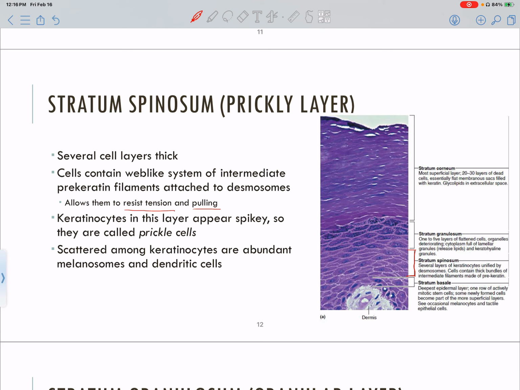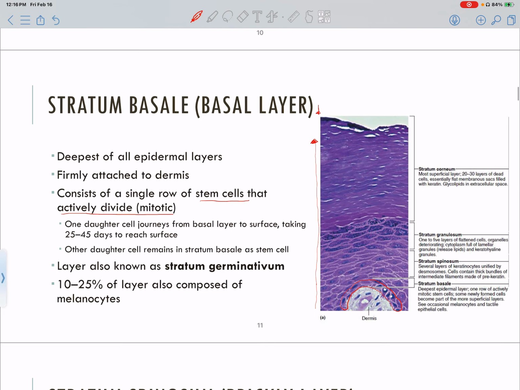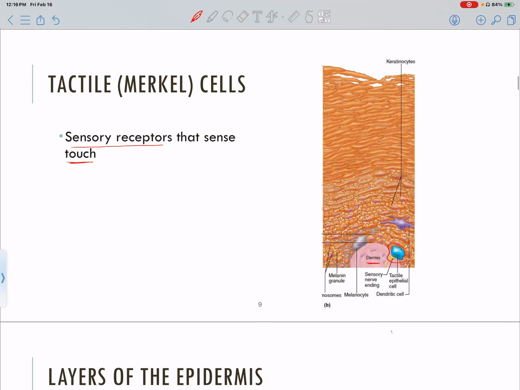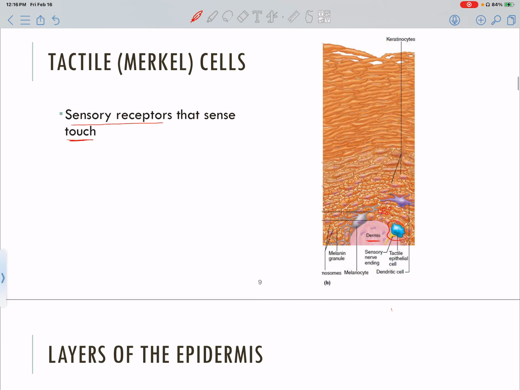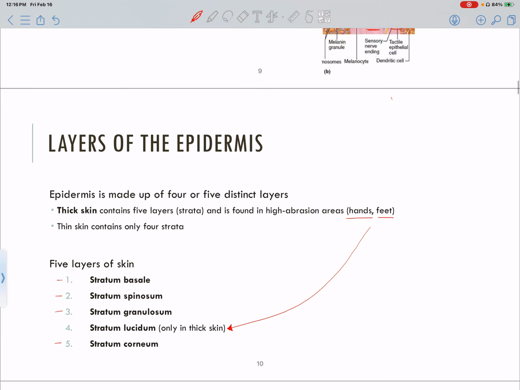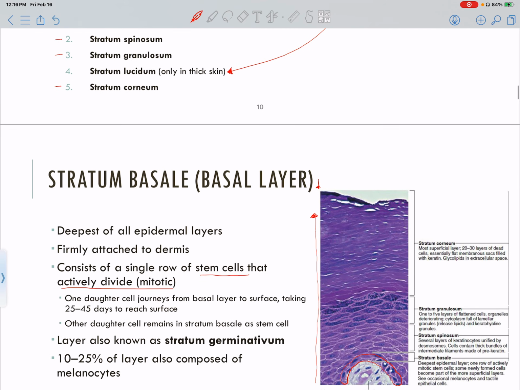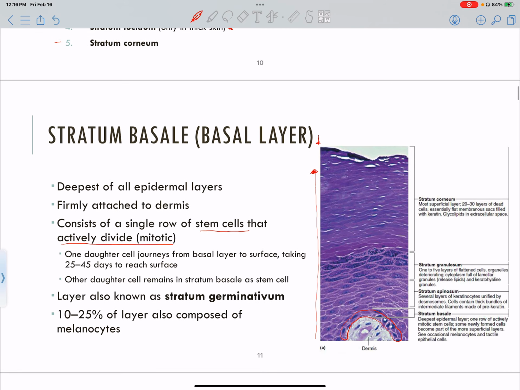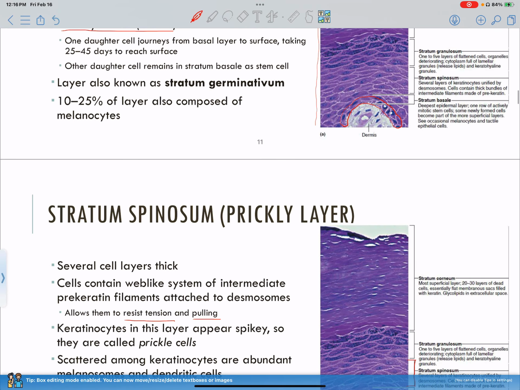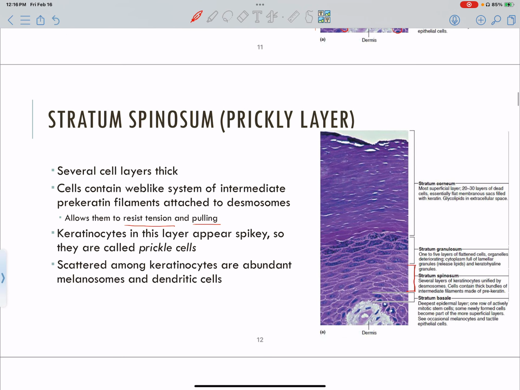If we look, well, you can't really see it right now. Let me see if there's a... Here, they look prickly, like they have little spines. That's not really how they look, only under a microscope. So when they're fixed and prepared for slides, they shrink a little bit. And when they shrink, you can see the different junctions, giving them that prickly appearance. Okay, so they're called prickle cells, like we talked about. We also have a ton of keratinocytes and melanosomes and dendritic cells in this layer right there.